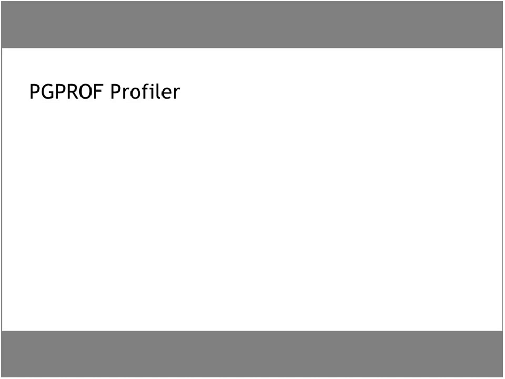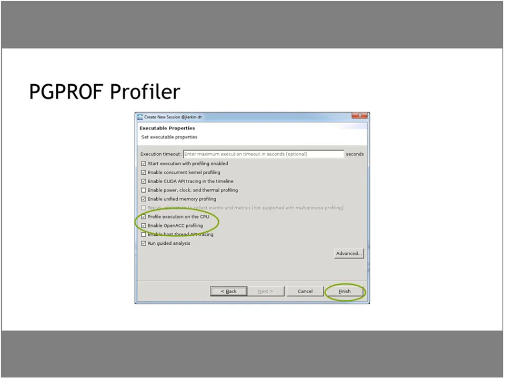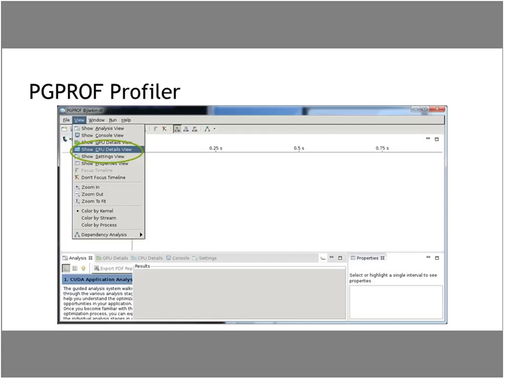Of course, click Next. And the thing that you want to make sure is checked here is to profile execution on the CPU. Now, I've also checked Enable OpenACC profiling because as we add OpenACC to the code, we'd like to understand the effect it has on the code. So those are the two boxes that I want to make sure you have checked. And after you click Finish, it will run for a while, and finally I'm choosing here under the view to show CPU details because we've not actually started running on the GPU yet.